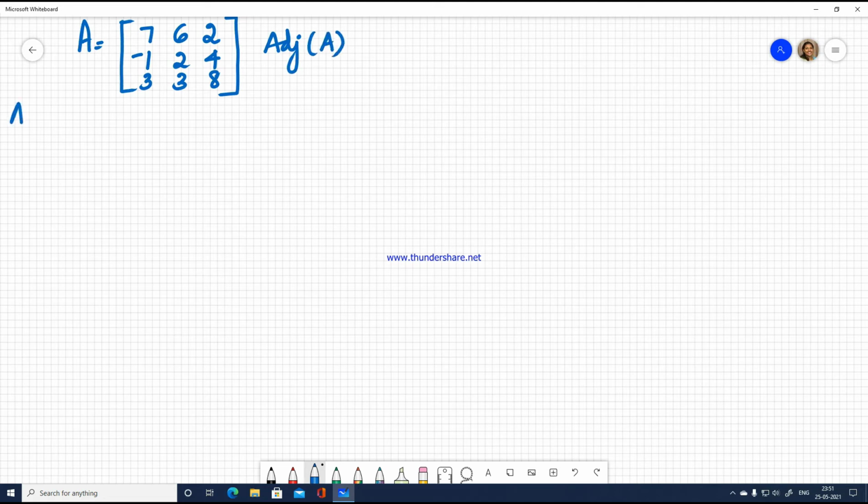The first position is A11. The general formula is (-1) raised to 1 plus 1, that is 2. You cover this particular row and column, and you get 2 into 8, that is 16, minus 3 into 4, that is 12. So it will be 4.